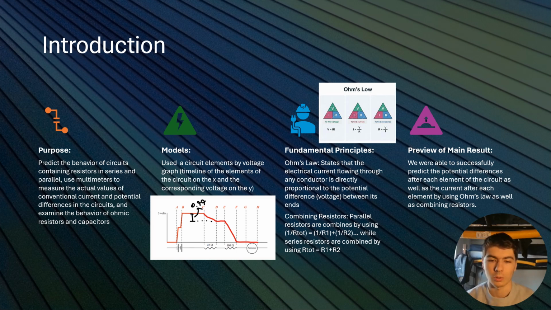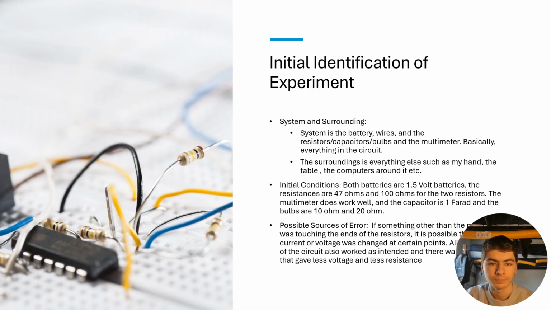Fundamental principles are Ohm's law, which states that electrical current flowing through any conductor is directly proportional to the potential difference between its ends, which is V equals IR, as well as combining resistors in parallel and in series. In series, you just add them up to get a net result, and in parallel, it's 1 over R total equals 1 over resistor 1 plus 1 over resistor 2, etc. And the preview: our main result is that we were able to successfully predict potential differences after each element of the circuit, as well as current after each element of the circuit, by using Ohm's law, as well as combining different resistors.